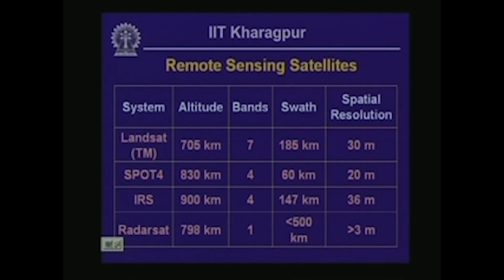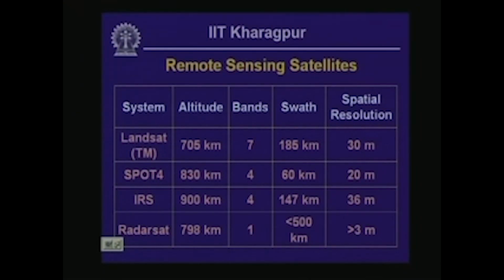Look at the Indian remote sensing satellites. They have a larger altitude. They operate at 900 kilometers above the earth's surface, and they also cover 4 wave bands, but with a larger swath width than the Spot 4 satellite. This one has a swath width of 147 kilometers, and a spatial resolution that is slightly poorer than the Landsat thematic mapper imagery. RadarSat, on the other hand, you might remember, obtains photographs in the microwave band. It has a much better resolution, and you could distinguish two objects even if they are as close as 3 meters from each other. This one has a swath width of less than 500 kilometers.